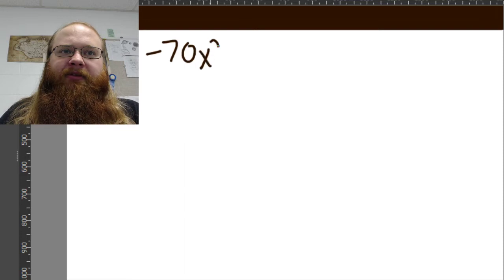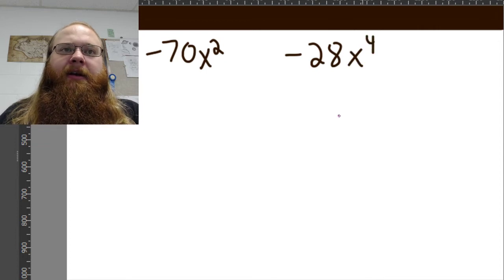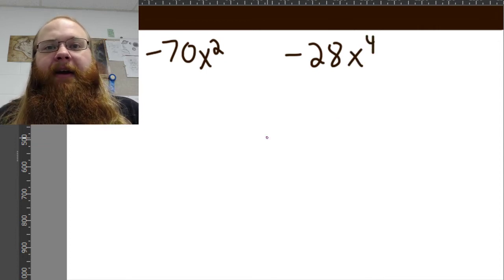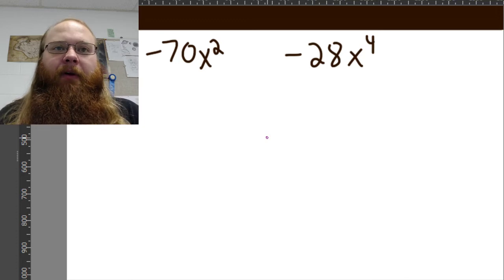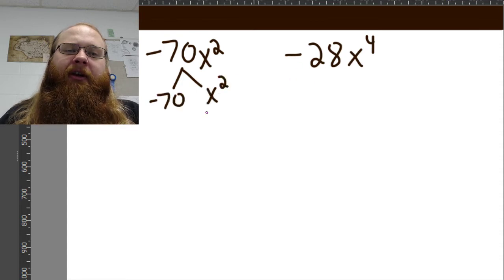So if we were factoring two negative numbers, like say negative 70x squared and negative 28x to the fourth, they're both negative. So our greatest common factor is going to have a negative involved with it. But when we factor these, we're going to take that negative 1 out. So let's split up our numbers and our variables. Now, when we go to factor negative 70, we're going to split this up to a negative 1 and a positive 70.